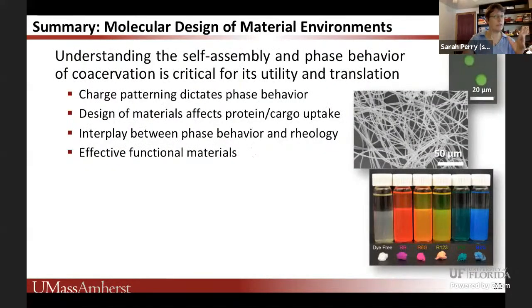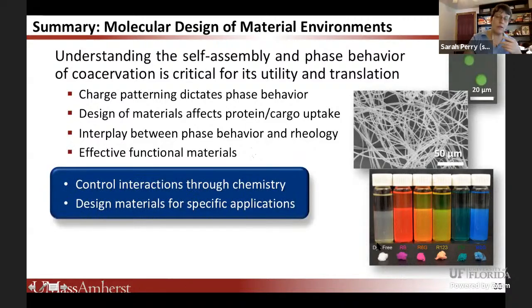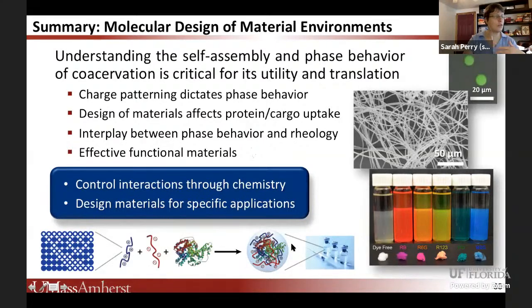So that was the story that I wanted to tell. We try very hard to couple fundamental studies of self-assembly and phase behavior, things like charge patterning, chemistry, length, et cetera, to understand how we can make effective functional materials. And so I've just got some examples here of the fibers. Here are these colorful coacervates and the resulting fibers. But ultimately, all of this work comes down to questions of controlling the interactions. How do the molecules interact? And then what are the right design rules to say, in this case, create a coacervate that could help to stabilize a therapeutic protein?